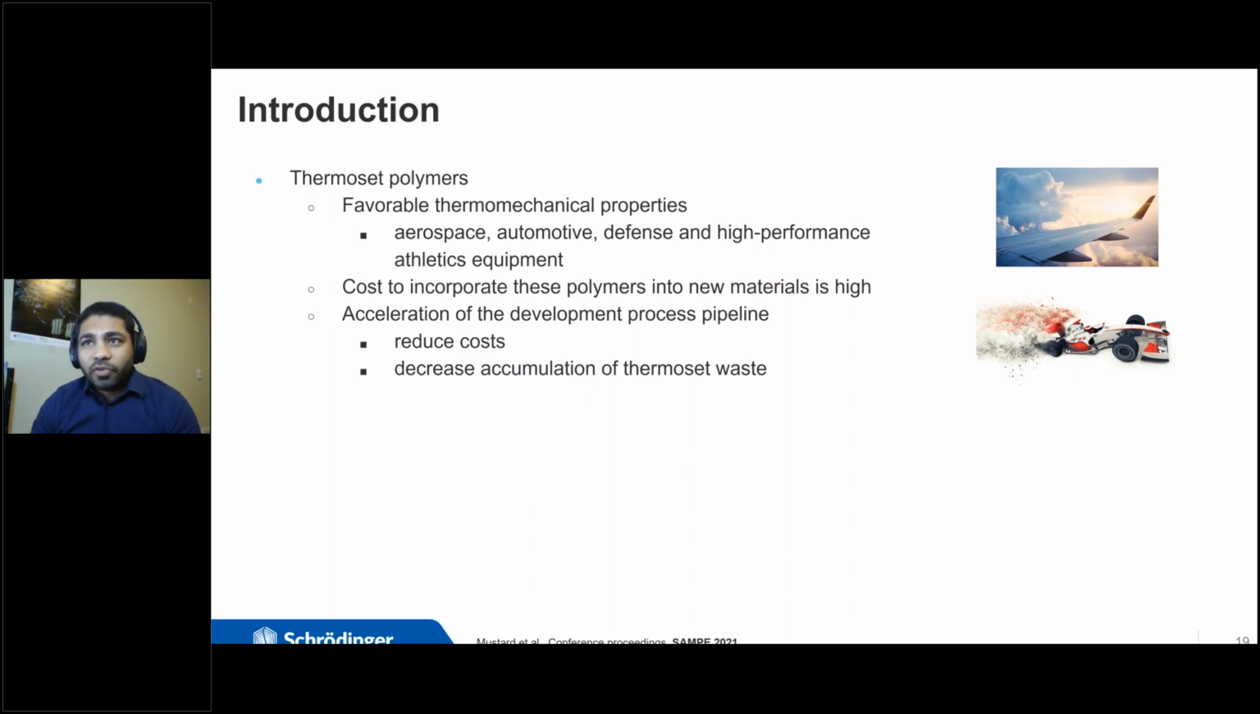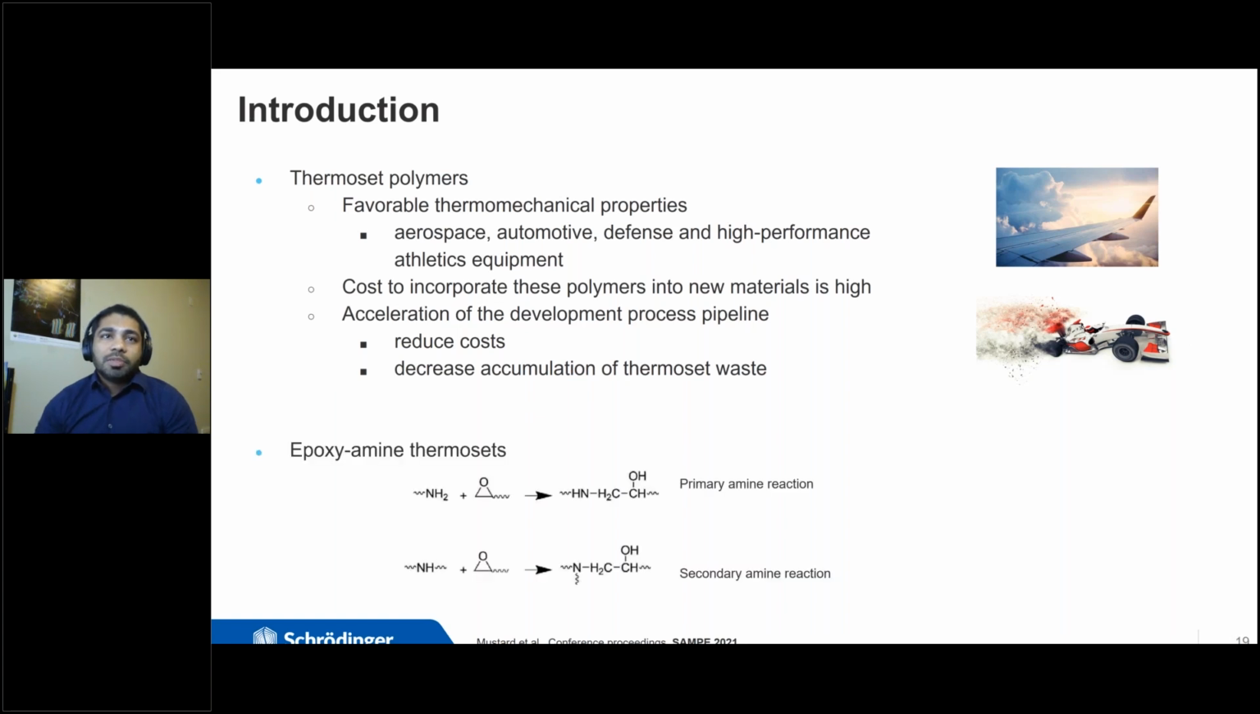While thermosets are very versatile, the cost to incorporate these polymers into new materials is quite high. So acceleration of the development process pipeline would not only reduce cost, it would also decrease accumulation of thermoset waste, which is very difficult to recycle. So in this particular example, I'll be showing the use of thermosets, specifically the epoxy-amine thermosets.